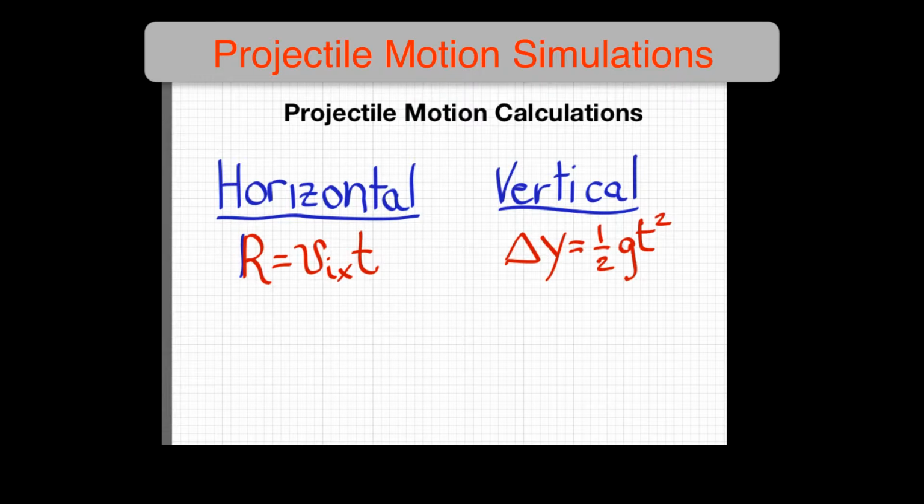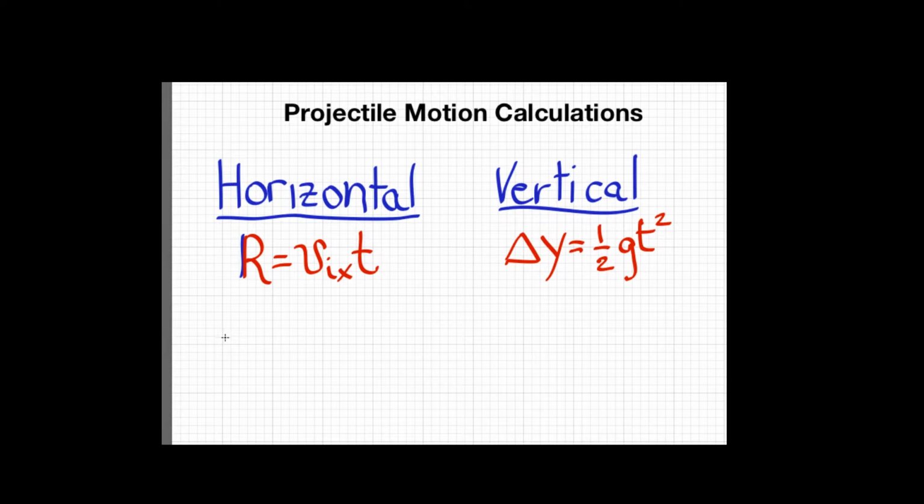Okay, the first time that I'm going to use the simulation, let's go ahead and write down the variables that we're given. I'm going to make my initial velocity in the x direction 40 meters per second, and I'm going to make the height of the cliff 50 meters. Now let's see if we can do the calculations and get them to correspond with what the simulation tells us.